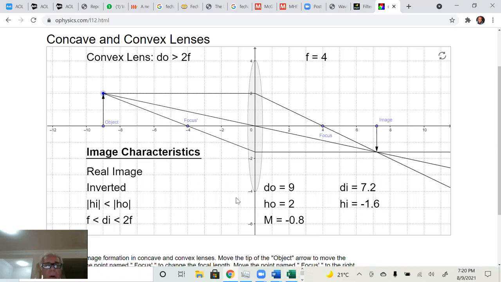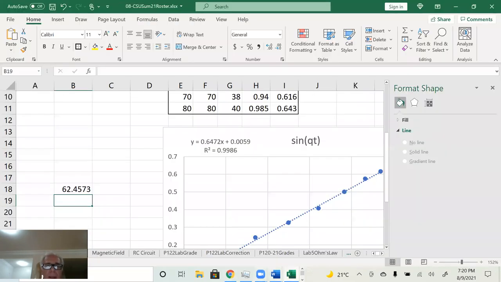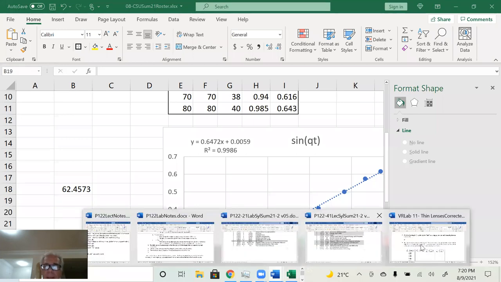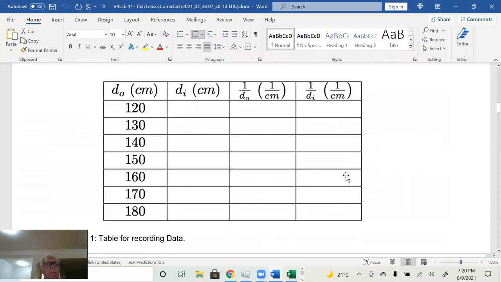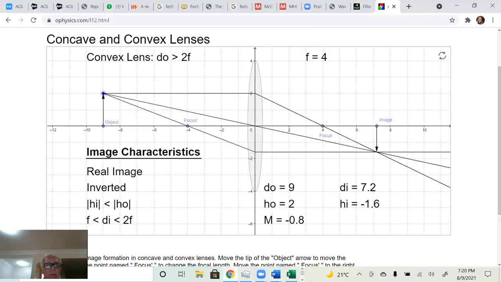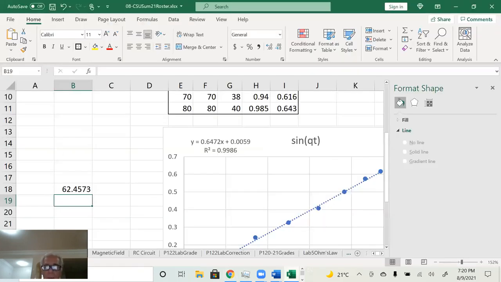Let's do that. Here you go. Let's do the table, but with different numbers. 1, 2, 3, 4, 5, 6, 7. Let's see, 11, 10, 9, 8, 7, 6, 5. Okay. Let's go to our table.